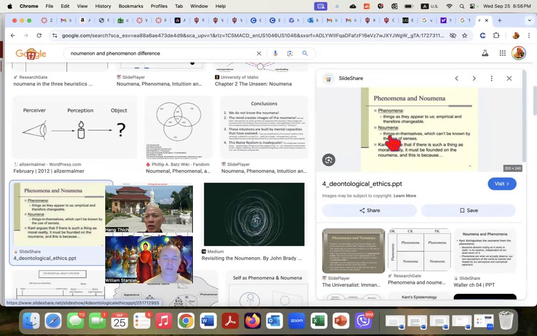How about this definition here? Noumena is things in themselves which cannot be known by the use of sense. Phenomena is things as they appear to us, empirical and therefore changeable. So this is things we can see, we can observe. That's called phenomena. For example, last time we talked about these two terms, the analogy is that phenomena is like the thunderstorm. We can observe it, we see that thunderstorm there. Things that appear to us.